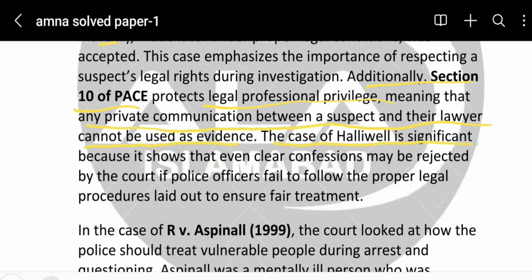The case of Halliwell is significant because it shows that even a clear confession may be rejected by the court if police officers fail to follow the proper legal procedure laid out, which ensures fair treatment.